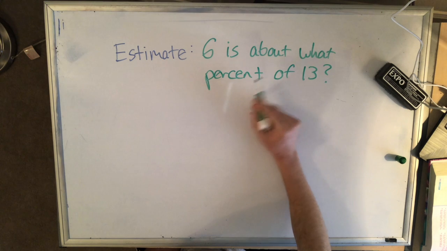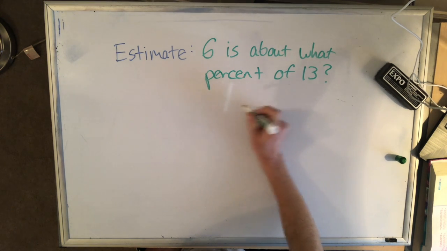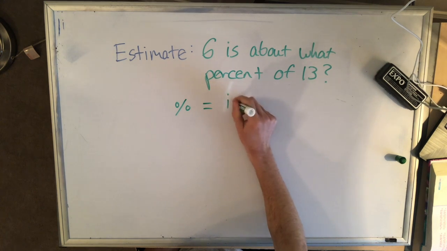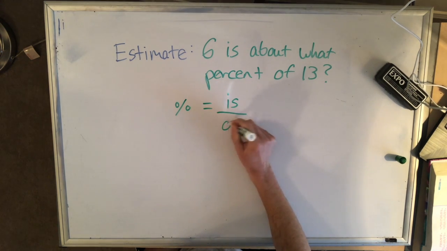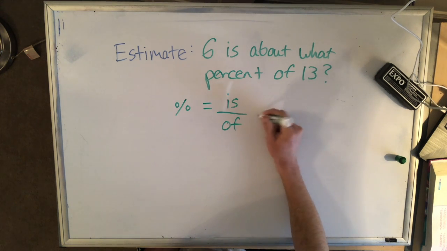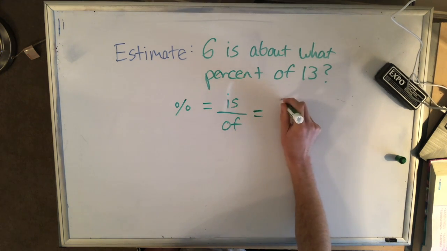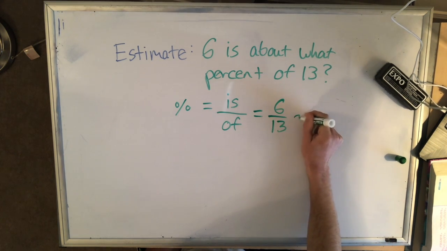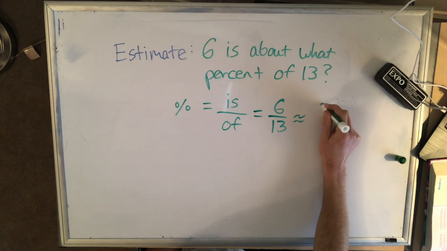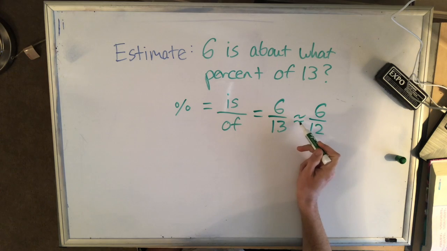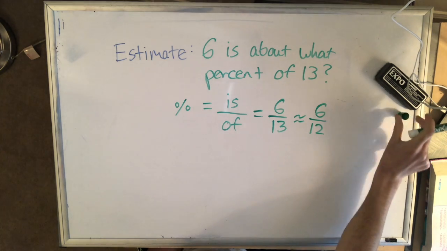All right, so to figure out what percent, the percent is equal to the is number divided by the of number in all circumstances. So that's going to be 6 over 13. 13 is pretty close to 12, so that's approximately 6 over 12. The squiggly equal sign means approximately equal to.